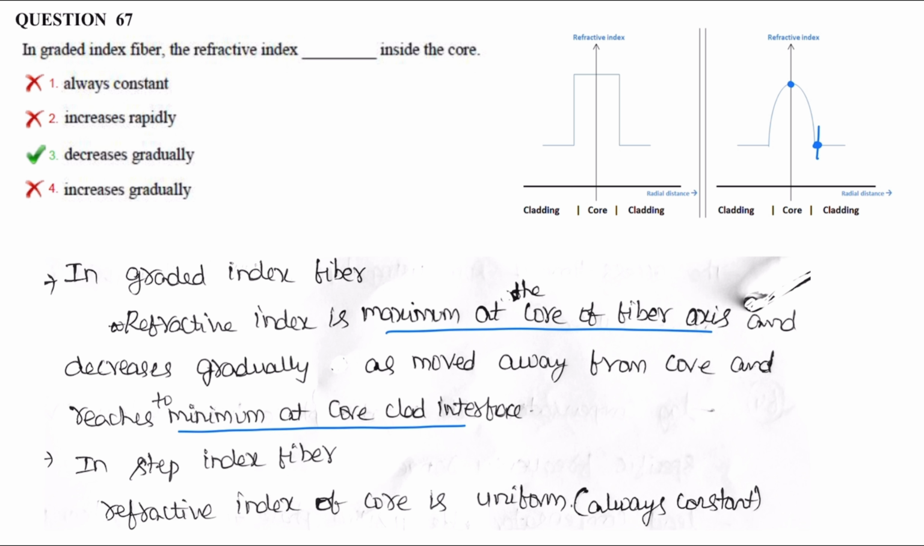Whereas in case of step index fiber, refractive index of core is uniform. Correct answer is option 3. For graded index fiber, refractive index decreases gradually inside the core.